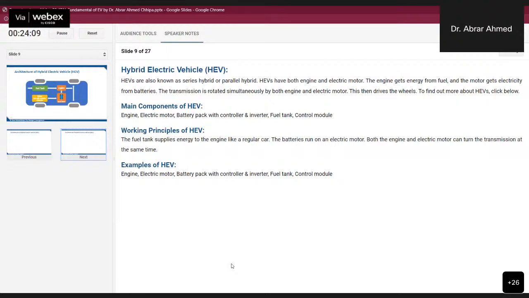They have a small battery pack, which can provide you up to like 20 or 25 kilometers of range. But while you are running the vehicle, it supports in terms of torque, so the mileage of the vehicle gets improved. So these are the hybrid electrical vehicles.